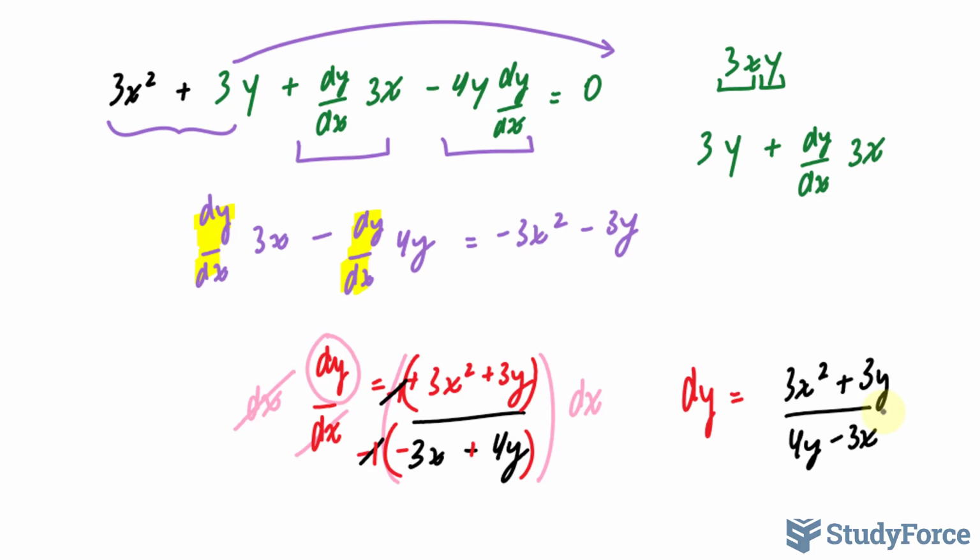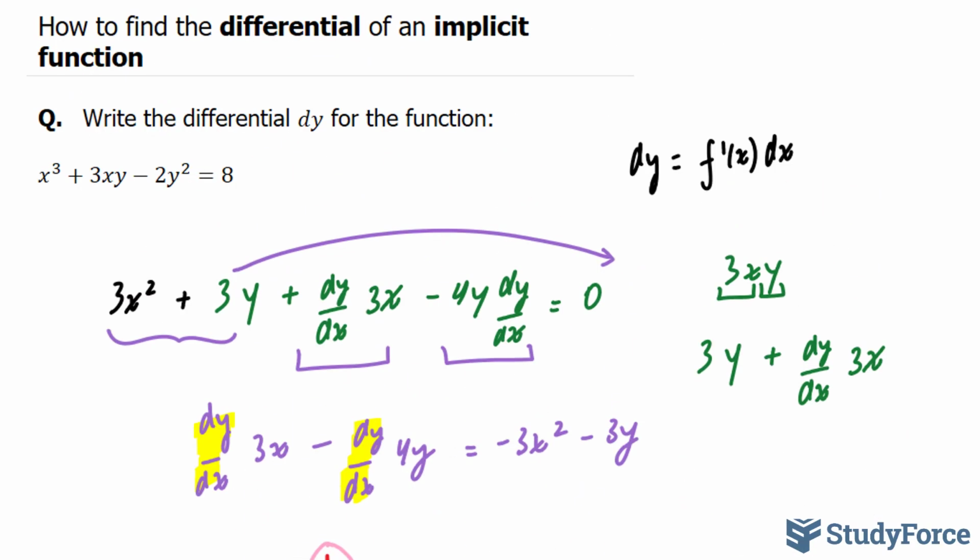Both will work. And so there you have it. That is how to find the differential of an implicit function.